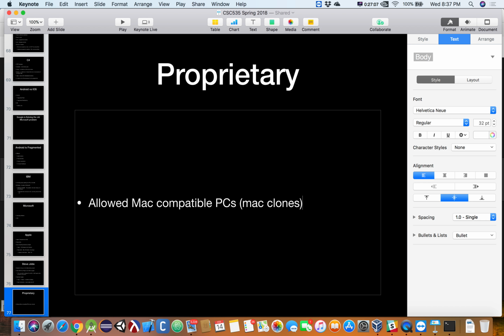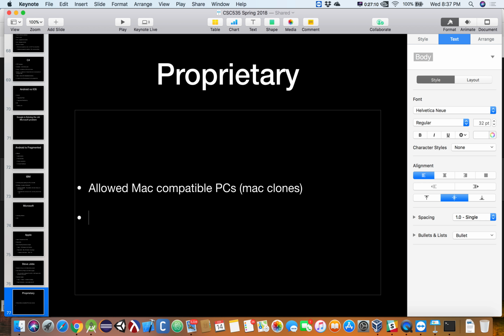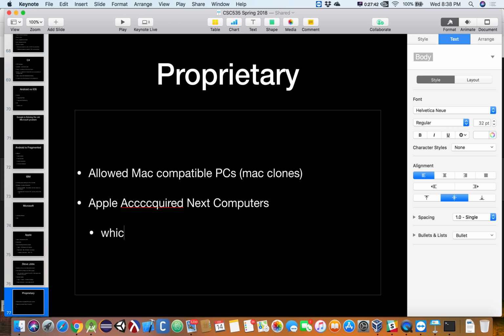So what ended up happening is Apple acquired NeXT Computers, which came with Steve Jobs. So they bought the company that Steve Jobs owned.